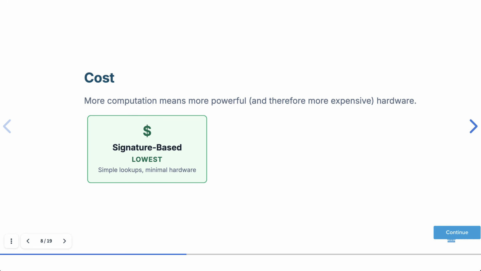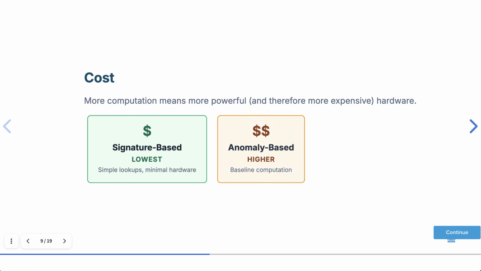Signature-based is the lowest cost. Simple lookups, minimal hardware. Signature-based is not only the fastest method, it's also the cheapest. Because it's just checking traffic against a table, it doesn't require high-powered servers.